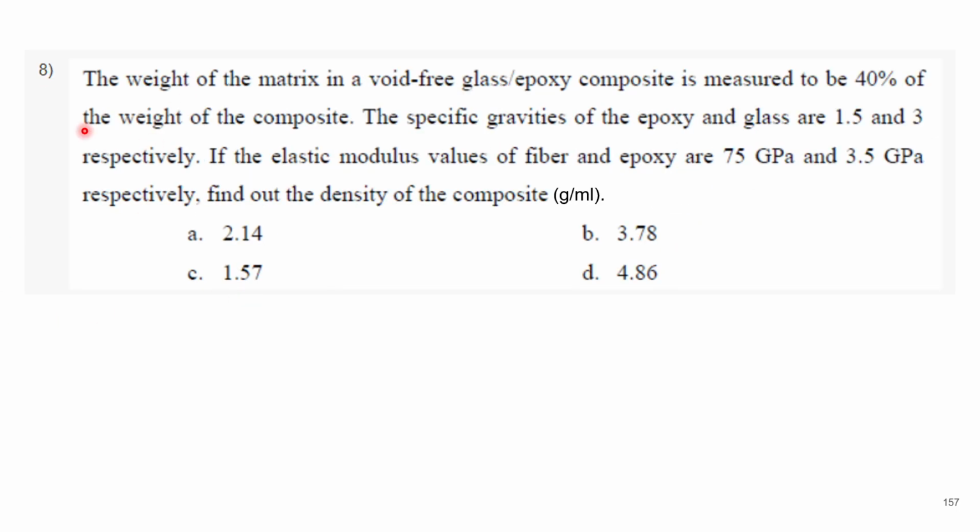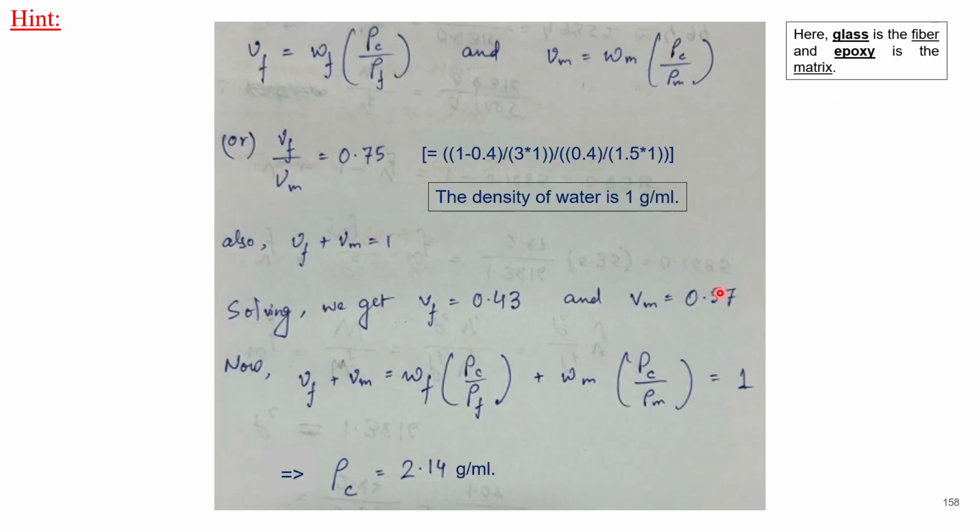Eighth question: the weight of the matrix in a void-free glass or epoxy composite is measured to be 40% of the weight of the composite. The specific gravities of the epoxy and glass are 1.5 and 3 respectively. If the elastic modulus values of fiber and epoxy are 75 gigapascal and 3.5 gigapascal respectively, find out the density of the composite in gram per ml. So what is the answer? Is it A 2.14, B 3.78, C 1.57, or D 4.86?